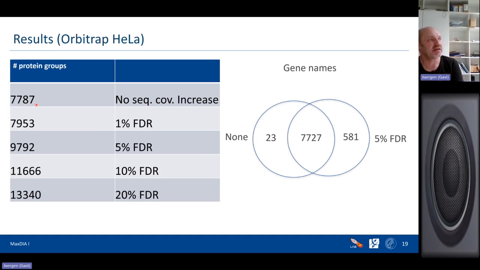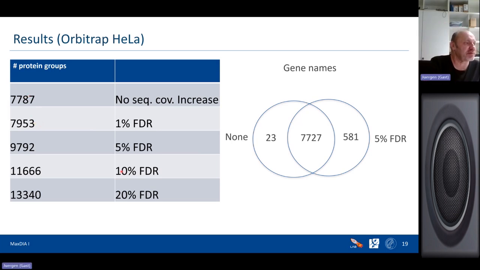Now, if we do the sequence coverage increase with 1% FDR, we already get more. So why do we get more? Although we use the same FDR as before, we do get more because of the restriction of the FASTA file to the ones that were identified before. We remove the possibility of creating false positives in the remaining part because it's not there anymore, right? And by that, you already increase the number of identified protein groups by a couple of percent.